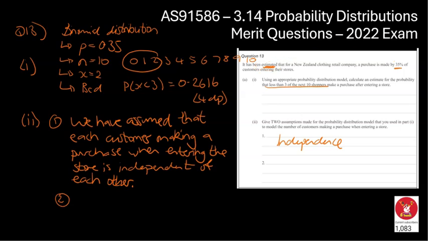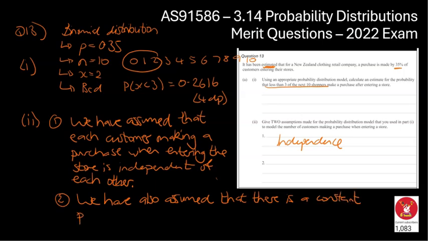So that's why it's an assumption, because it's a fact present in my calculations, but perhaps not present in the real world. So let's say to that, we have also assumed that there is a constant probability of 35% of each customer making a purchase.